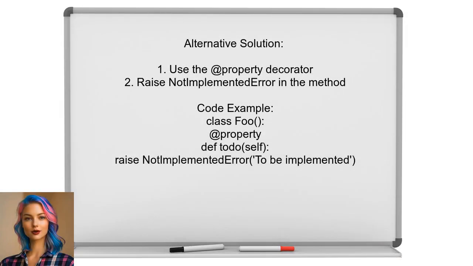This user suggests using the property decorator to indicate that a method needs to be implemented. By raising a NotImplementedError within the property, it clearly signals that the functionality is pending.